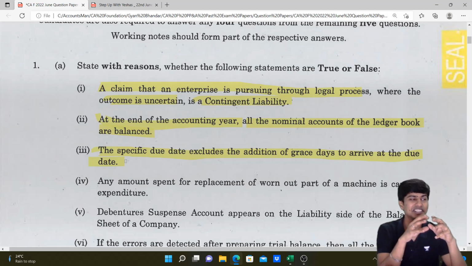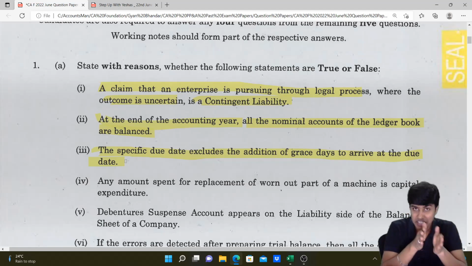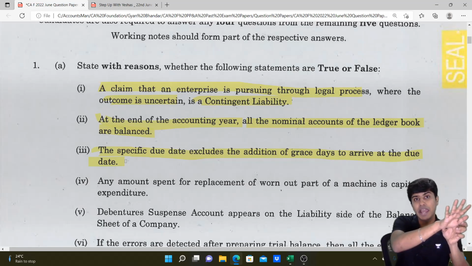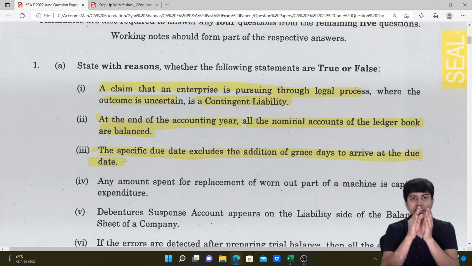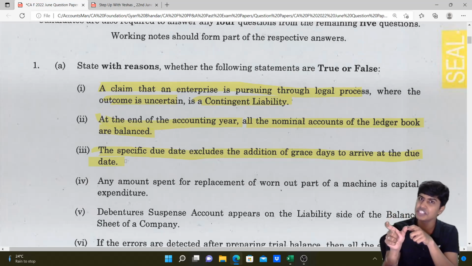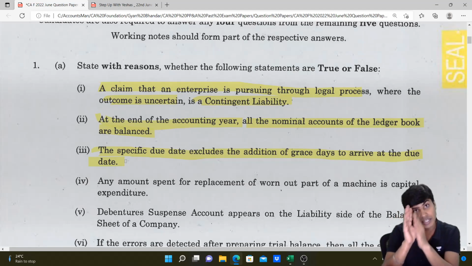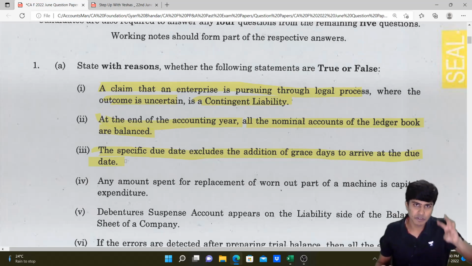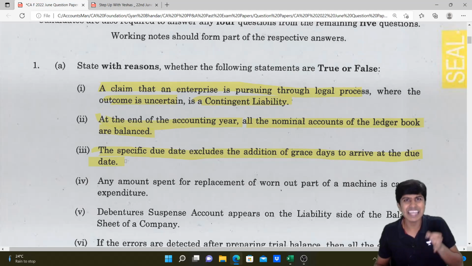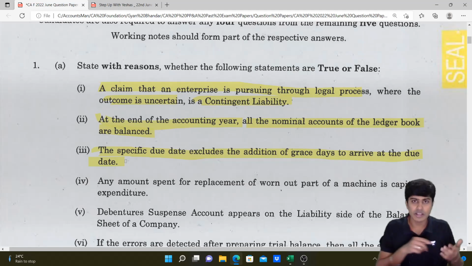We had very clearly mentioned in the class that whenever it is a bill with a specific period, 3 grace days will be added, so maturity date and due date differ. However, if it is a bill with a specific date mentioned, that date itself is the due date and the maturity date. There is no concept of 3 grace days. The concept of 3 grace days comes only and only if the bill is a bill with a specific period.